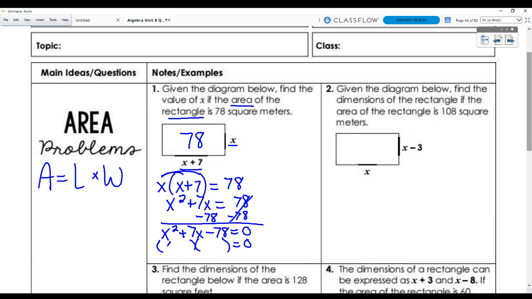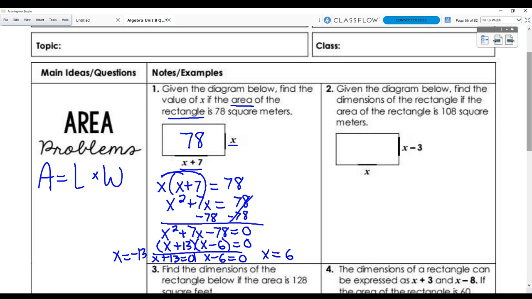So x plus 13, x minus 6. And we're going to tee it off and set x plus 13 equal to 0 and set x minus 6 equal to 0. And we have x equals negative 13, x equals positive 6.